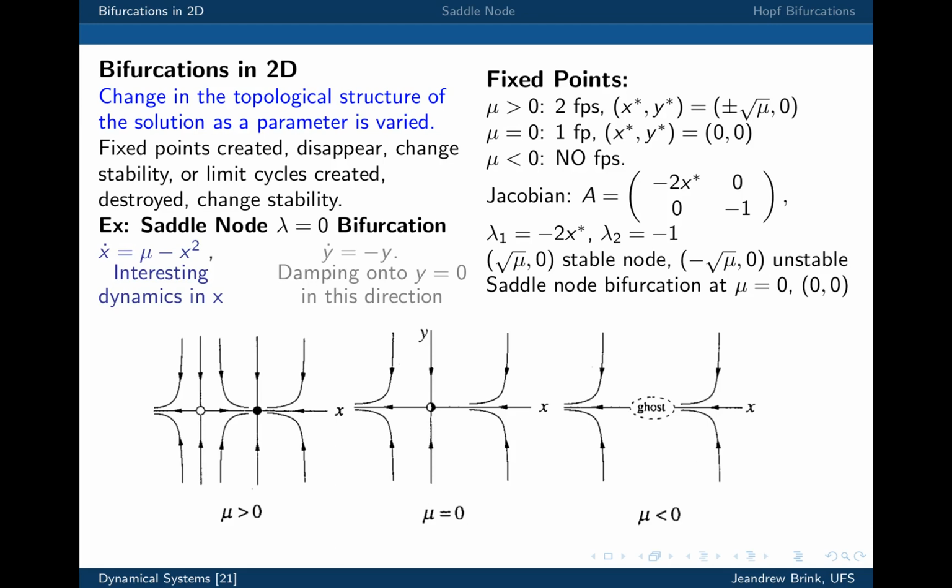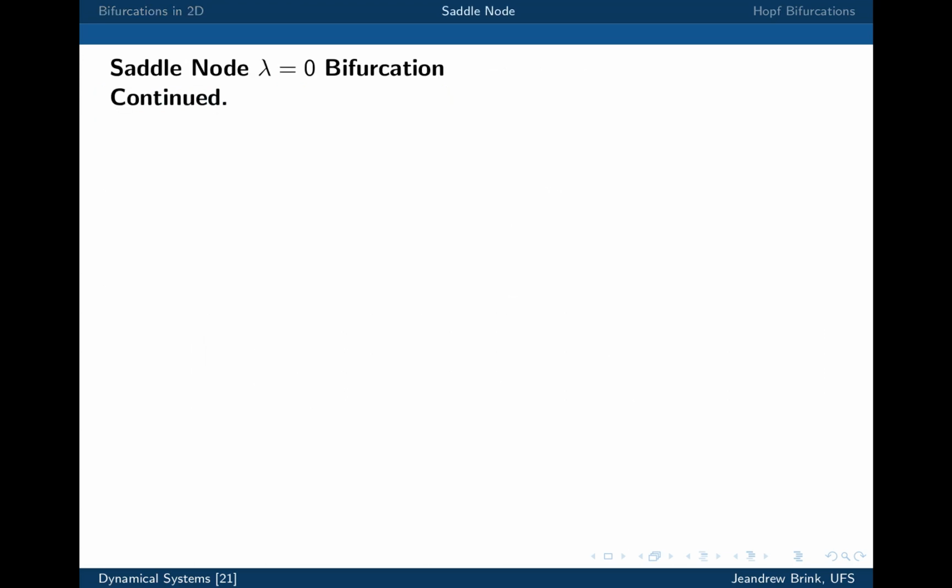Okay, so this is the normal form of a saddle node bifurcation. What we're going to do now is look at the general form. We're going to see what a general saddle node bifurcation looks like before we go on to a different type of bifurcation. So the general form of a saddle node bifurcation can basically be any two fixed points that coalesce and disappear, or any two fixed points that spontaneously disappear.